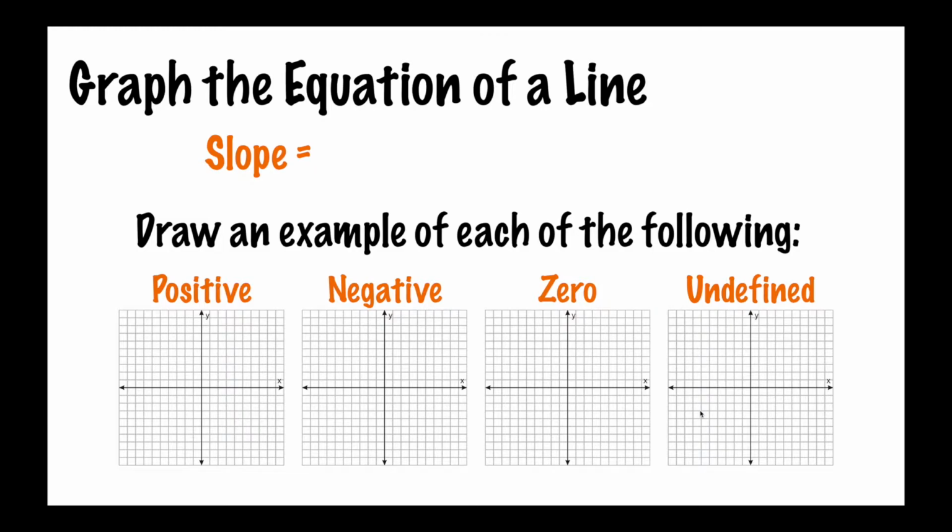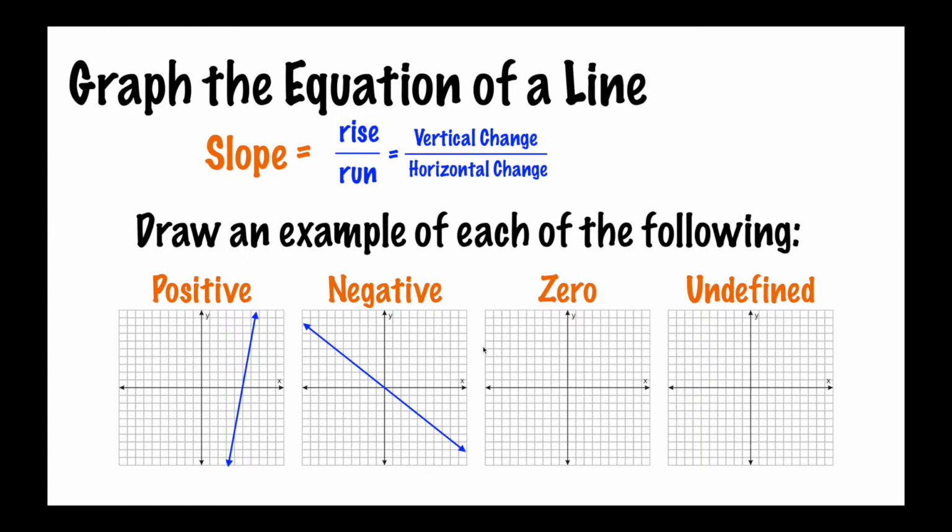We also want to remember that the slope is equal to the rise over the run, or in other words, the vertical change over the horizontal change. In these four examples at the bottom, we want to think about what a positive, negative, 0, and an undefined slope looks like. We're always going to read each of these graphs from left to right. So when we talk about a positive slope, from the left to the right, it's got to increase. So here's an example of a positive slope. A negative slope, when we go from left to right, is going to have to decrease. A 0 slope is going to go straight across horizontally. And an undefined slope is going to be a vertical line.